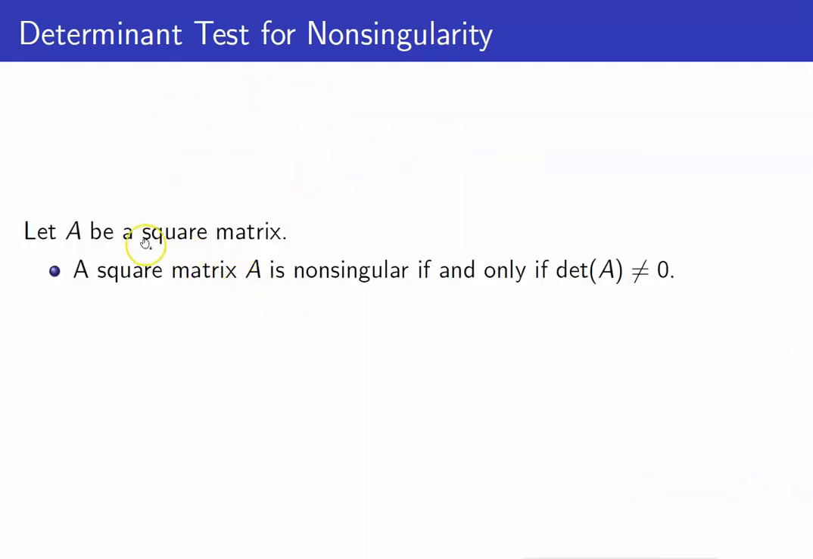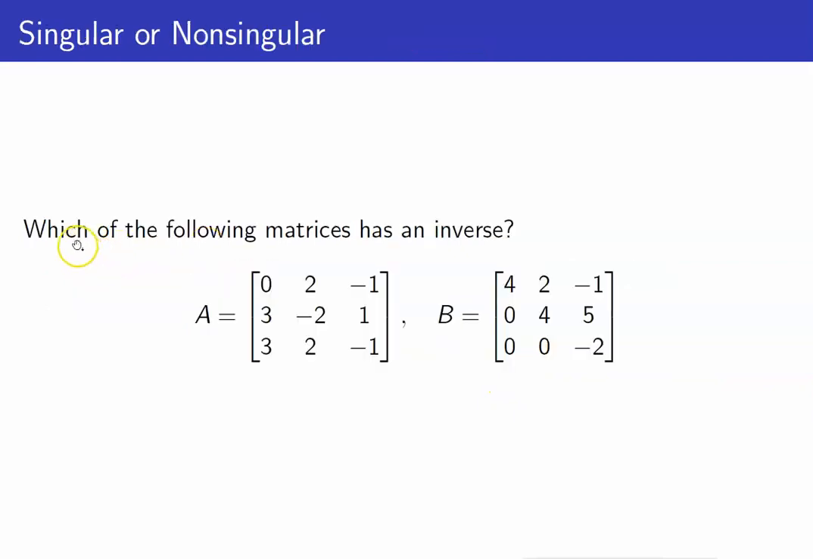We have this theorem: if A is any square matrix, A is non-singular or invertible if and only if the determinant of A is not equal to 0. Moreover, if A is invertible, the determinant of its inverse is simply equal to the reciprocal of the determinant of the original matrix. For example, which of the following matrices has an inverse?